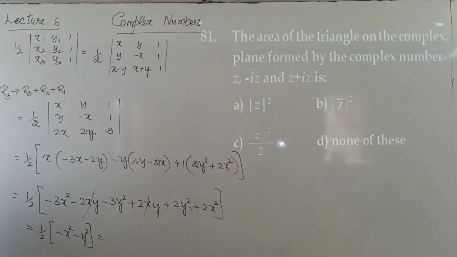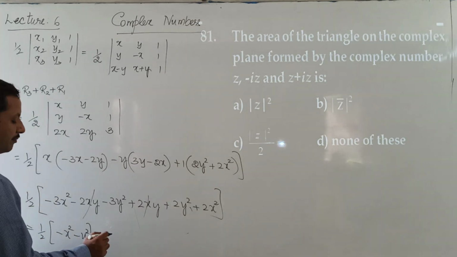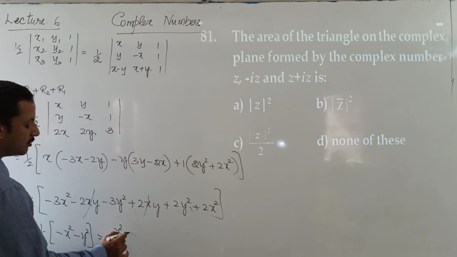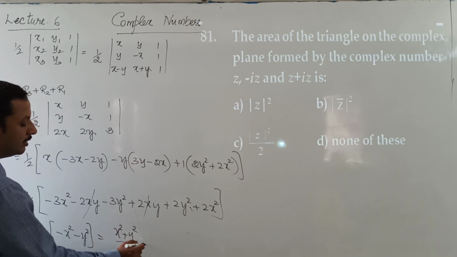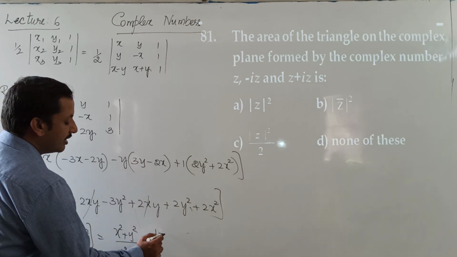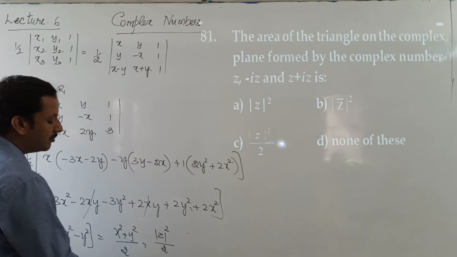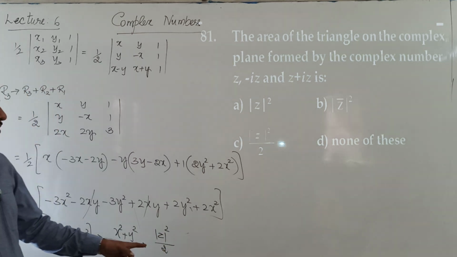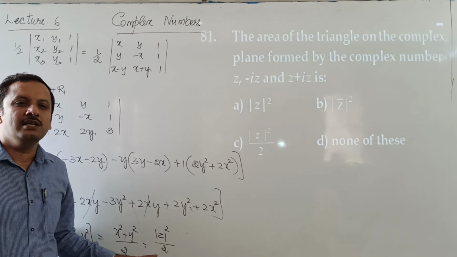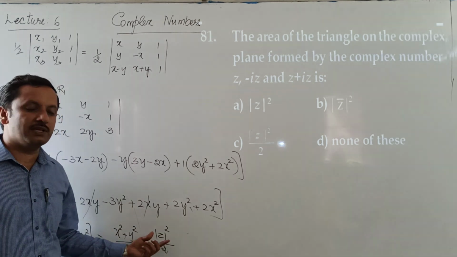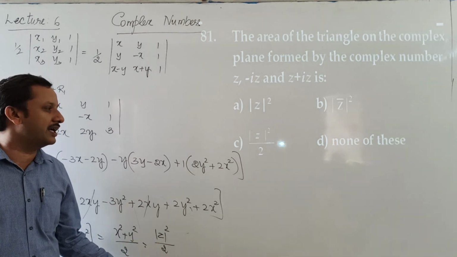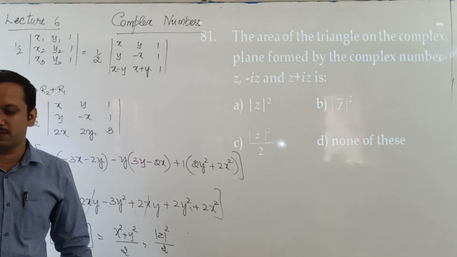We are finding the area. Area cannot be negative, so I will take modulus here. So it will become plus x square plus y square. x square plus y square can be written as mod z whole square. I have taken z as x plus iy, so mod z will be equal to root of x square plus y square. So mod z whole square is x square plus y square. So the answer is mod z whole square by 2. This is the answer. Option C.